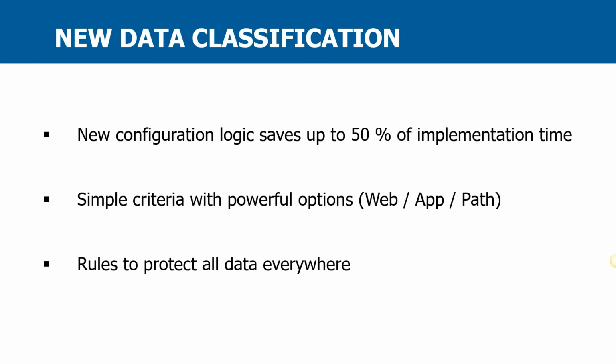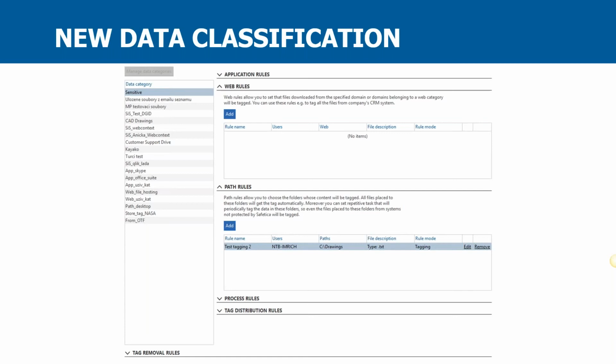You can now choose one of three simple criteria with powerful options, which are websites, applications, and paths. And you can add more advanced options to them, like keyword in the file name or extensions, and you can precisely specify which data will be tagged by our classification. So you can create as many rules as you want to protect your data everywhere in your network. It doesn't matter if they are exported from the application, downloaded from the web, or saved to a path. You can always specify precisely the rules you want to tag.